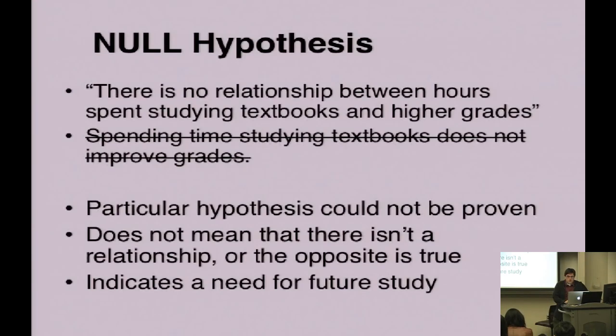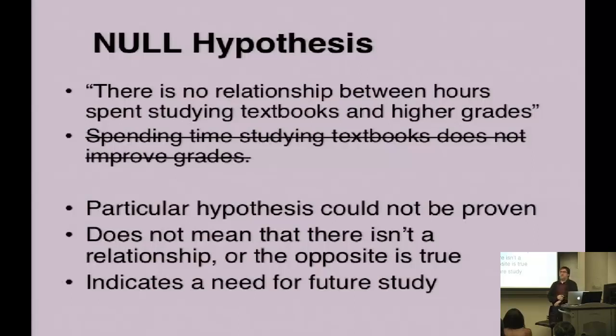So what happens if you don't find anything? It's entirely possible you run your whole experiment, and this has happened to me more than enough times in the last few years, where you run the experiment and you don't find anything. This doesn't mean that it doesn't exist. So we invoke something called the null hypothesis. The null hypothesis is empty. It says basically there is no relationship between your two things. So in this case, there's no relationship between hours spent studying textbooks and higher grades. This doesn't mean that spending time studying textbooks does not improve grades. All it means is you couldn't find anything.